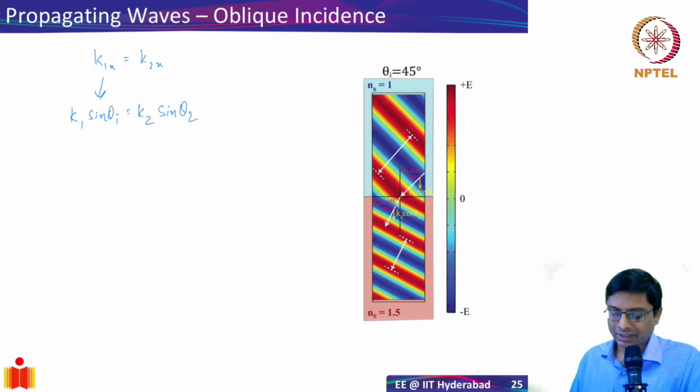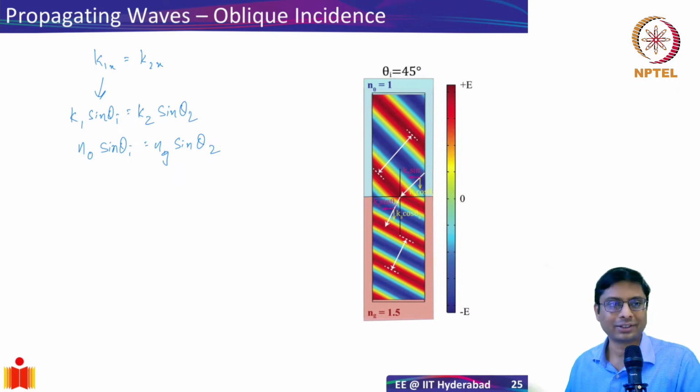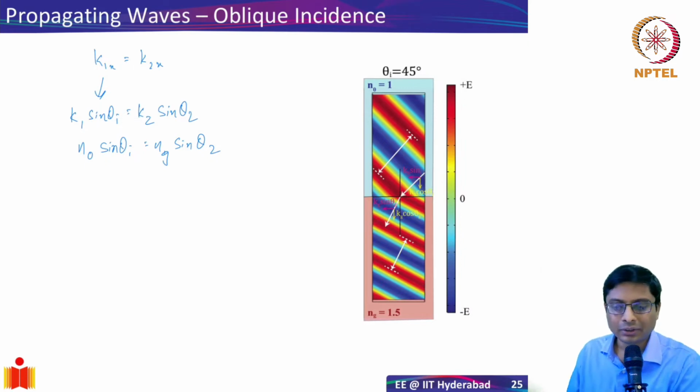In the first medium it is K0, so I can simply put n0, and then this will be n0 sine theta I, which should be equal to, since K2 is n times higher, n2 sine theta 2. That's it. Your Snell's law is effectively conservation of the wave vector in the parallel direction, or parallel to the interface. So of course, lambda 1 is greater than lambda 2. All right, so this is how you can look at electromagnetic waves.